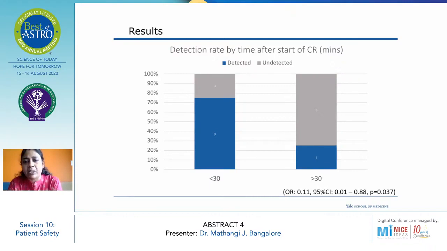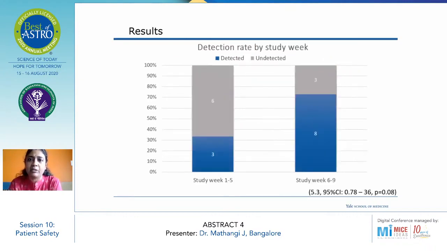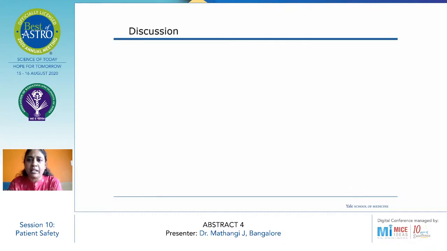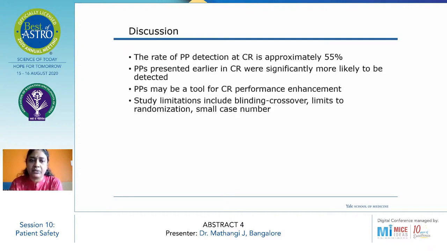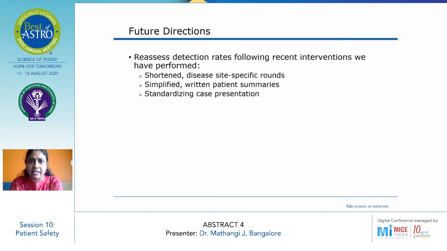So the detection rate was only 50%, and it was more related to the earlier timing. And as the weeks went by, people became more aware that these things can happen, so it was only 55%. We should always remember that chart rounds is not a foolproof technique, and we should have more techniques to detect errors. Future rounds can be shorter. We can have disease site specific rounds, and written patient summaries should be clearly defined there, along with standardized case presentation. Thank you.